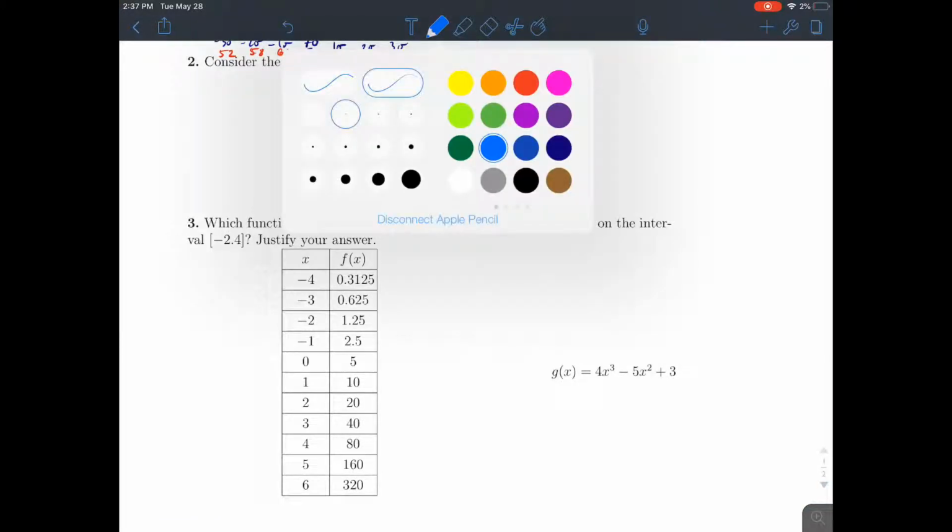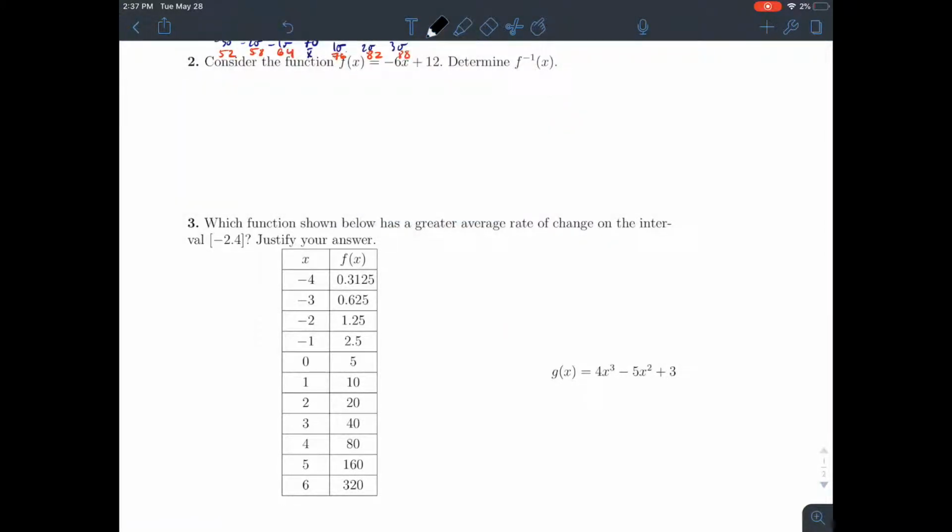So we've got f of x is equal to -6x plus 12. Find f inverse of x. If you remember how to solve these, we've got y equals -6x plus 12.